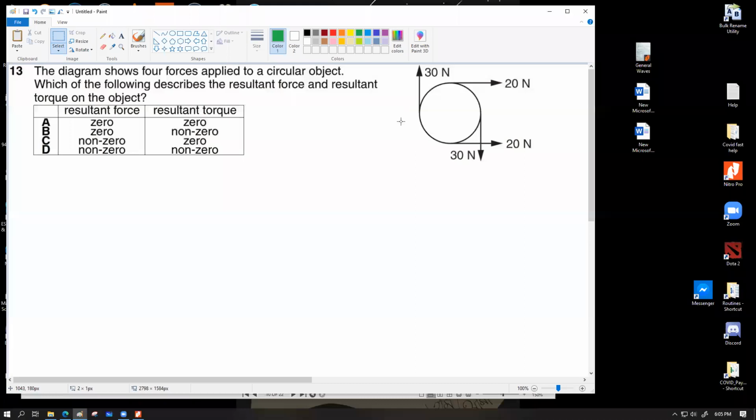But for the horizontal axis, we have two 20 Newton forces working to the right. So we are not going to have a zero resultant force for the horizontal case, because we have 40 Newton working to the right and no force working to the left. So the resultant force is non-zero.